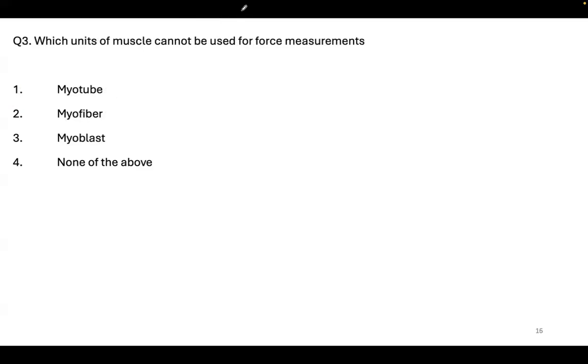Would any other people also like to try? But otherwise, it's okay. You can continue answering. So, which units of muscle cannot be used for force measurements? So this is slightly, it's not a tricky question. Just think about it.